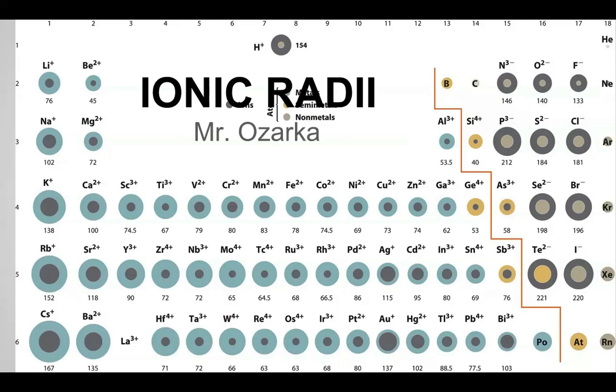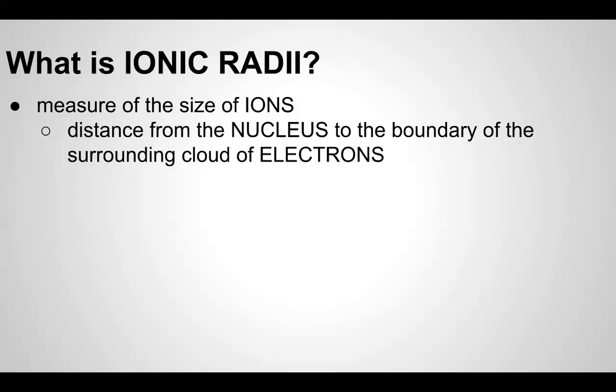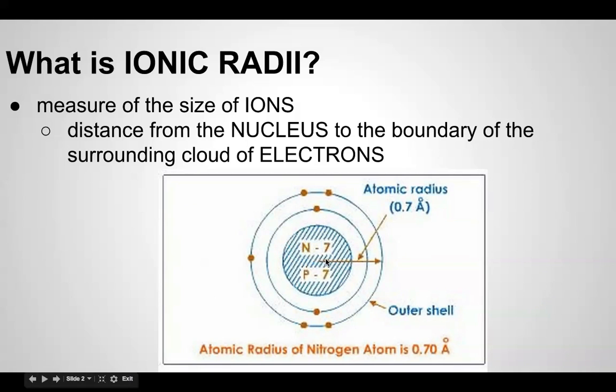Alright, so this is going to be a quick tutorial on ionic radii. So what is ionic radii? We went over atomic radii before, so ionic is just when the atom actually gets charged. So we're going to see what the difference is between the radius when the atom is charged and when it's not charged. Okay, so it's the measure of the size of ions, which is basically the same thing as atomic radius, where it's the center of the atom, the nucleus, all the way to the outside cloud. So that would be the radius of the ion.